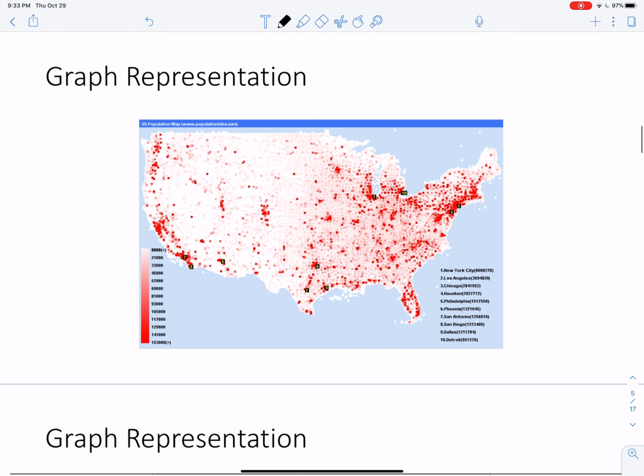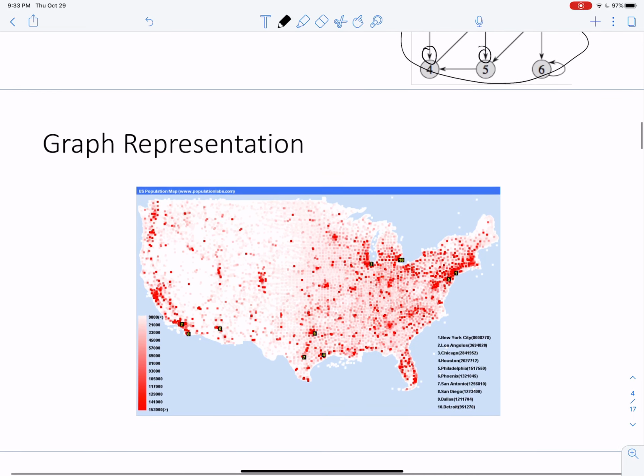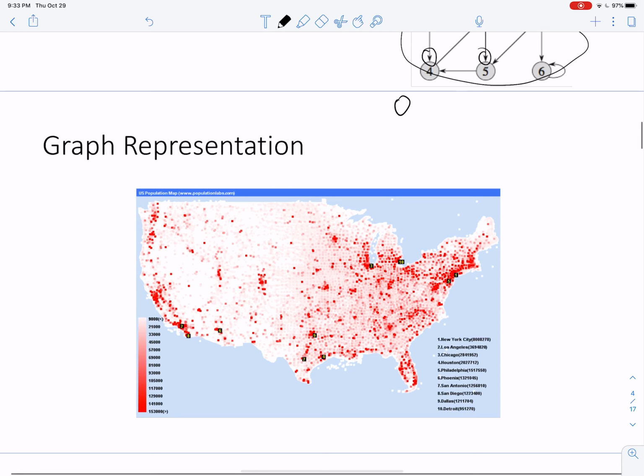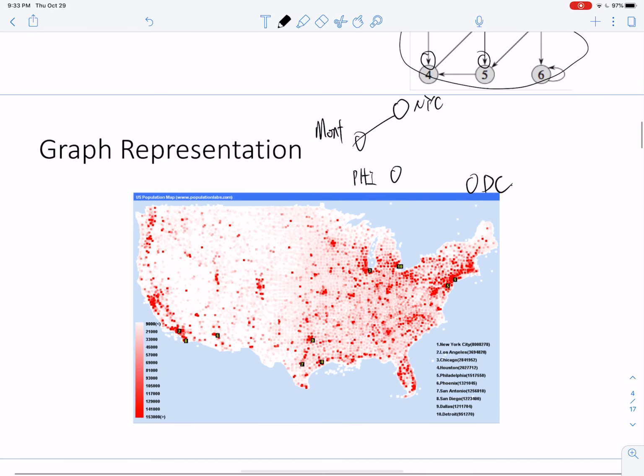So first, let's look at the representation of the road network in the country. For example, we have a lot of cities in the country, and some cities are connected by a highway, whereas for some cities there is just no direct highway to go. I'm just giving you one example. Suppose this is NYC, and here we have Montclair, and then here we have Philadelphia, and then here we have DC. So just suppose that the road network is like this.